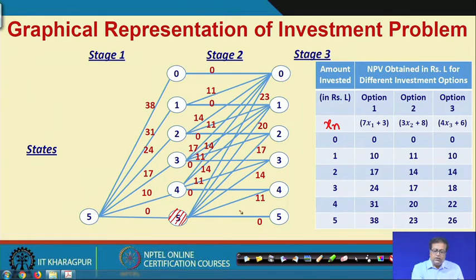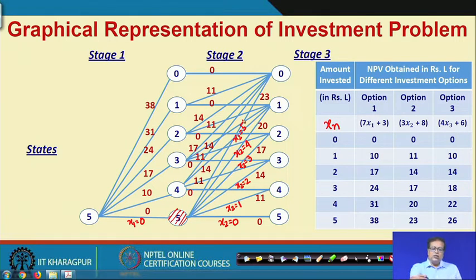So, what is this one? Here you have invested x 1 equal to 0. So, what is this one? This must then be x 2 equal to 0. That means you have not invested anything, the decision here is 0, and therefore from 5 you have moved to 5. So the next one must be x 2 equal to 1, the next one x 2 equal to 2, the next one x 2 equal to 3, the next one x 2 equal to 4, and finally x 2 equal to 5.